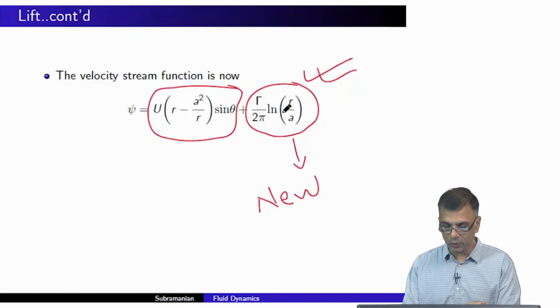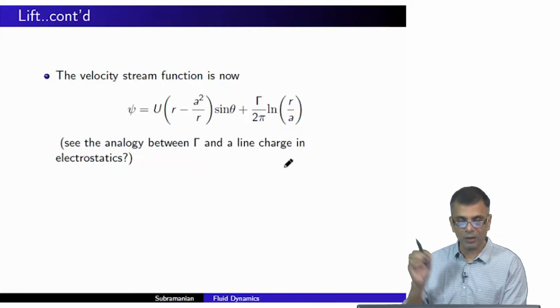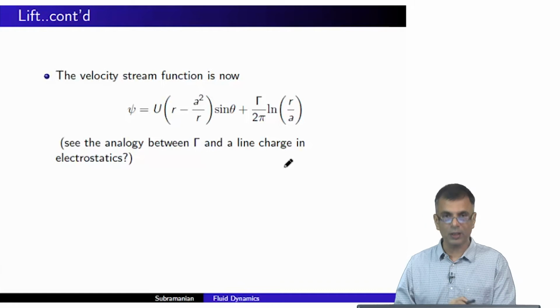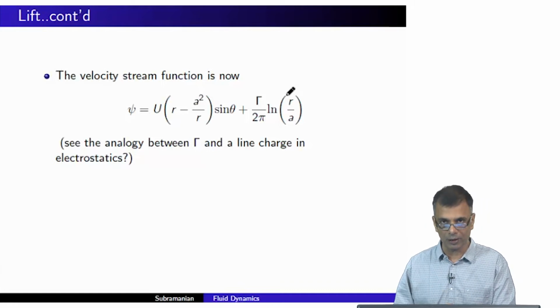So that's the new piece we've added. And notice the analogy between the gamma term and a line charge in electrostatics. Remember, the potential due to an infinite line charge looks exactly like this. There's a logarithmic dependence on r. So the analogy is exact.